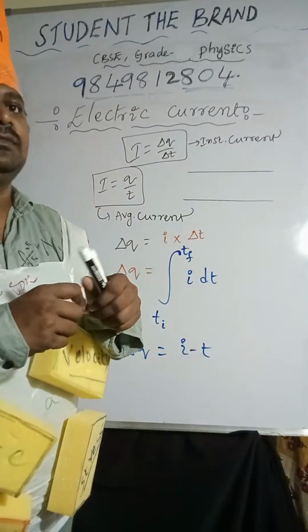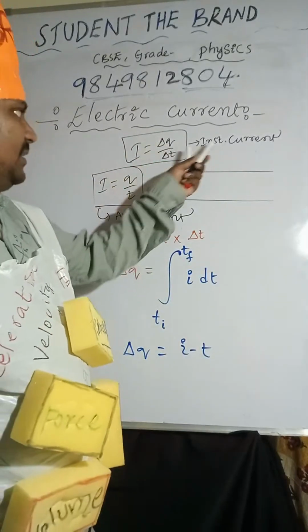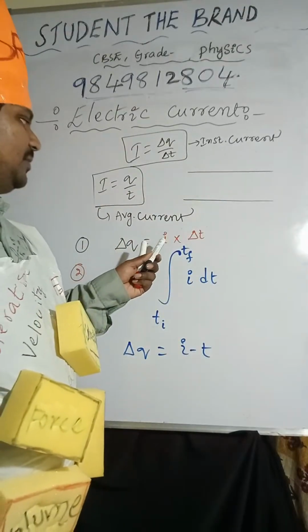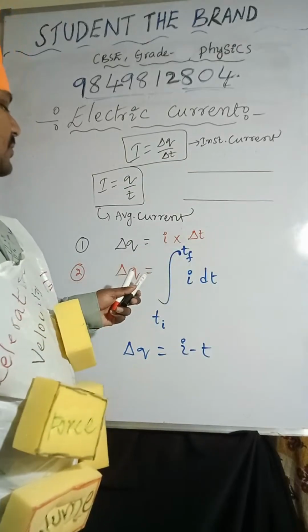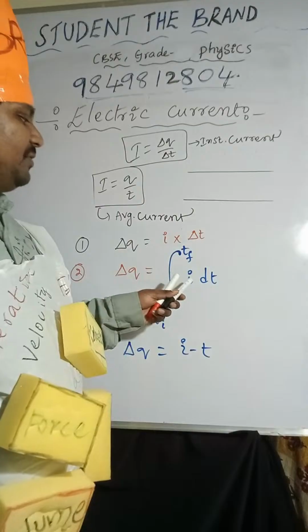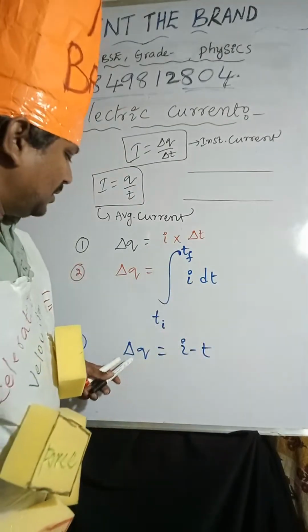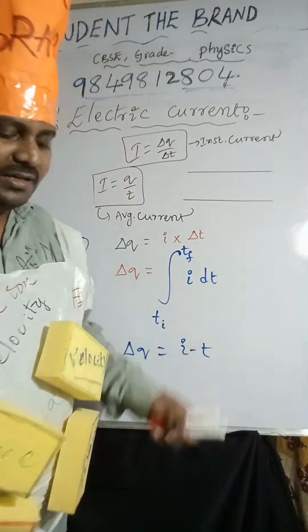So just check once. I equal to delta Q by delta T is instantaneous current, and then average current. The flow of charge can be obtained by multiplying current and time, so delta Q. If current is a function of time, charge is I into dt, and the flow of charge can be obtained by the area under the I-T graph.